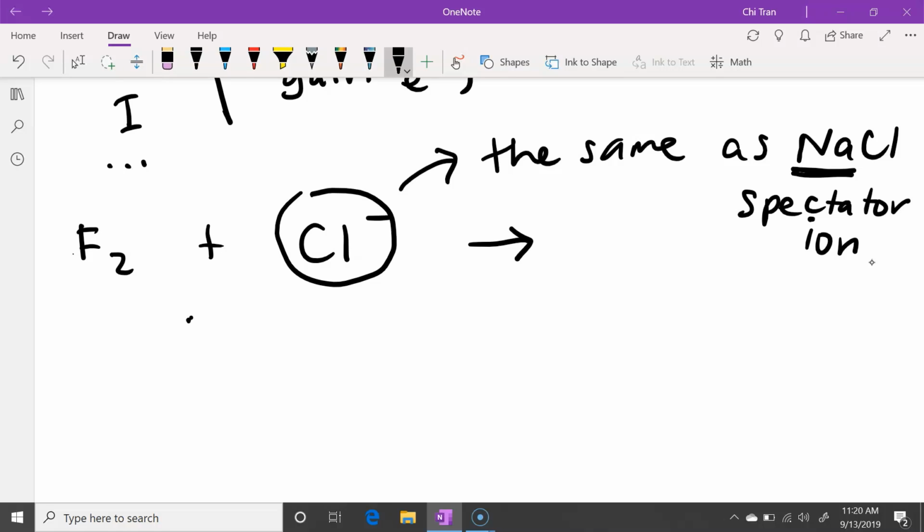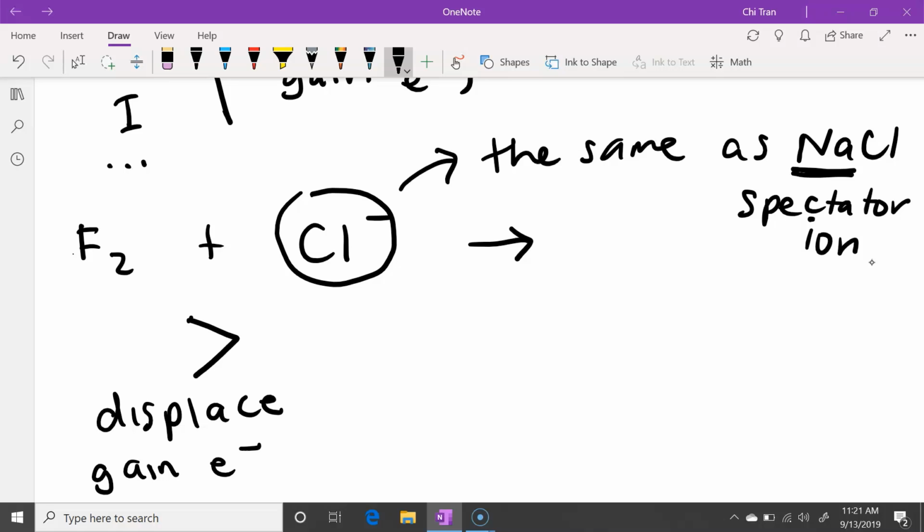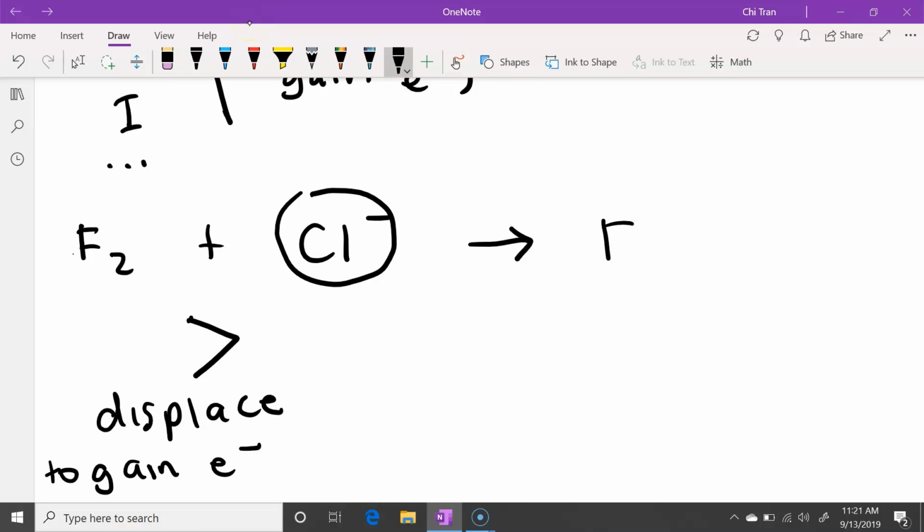Fluorine is above chlorine in the halogen group, and so fluorine is more reactive than chlorine, and so a single displacement will occur. Fluorine will displace chlorine because chlorine is in possession of an electron, and fluorine will displace chlorine to take that electron. The result would be F negative plus Cl2.